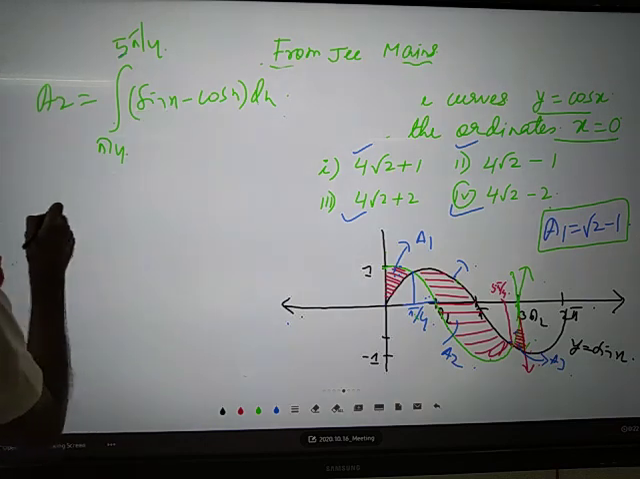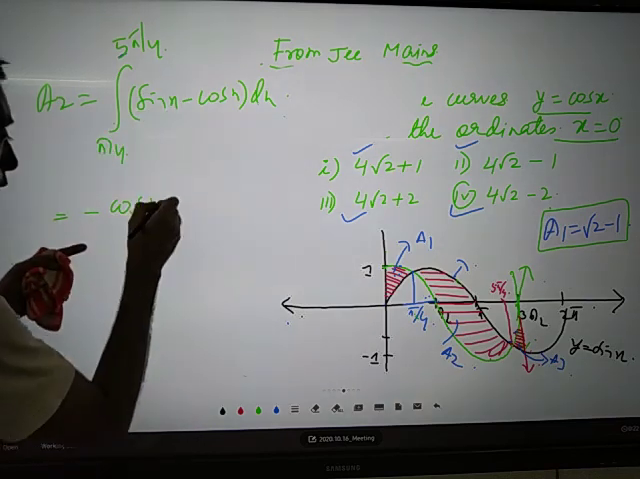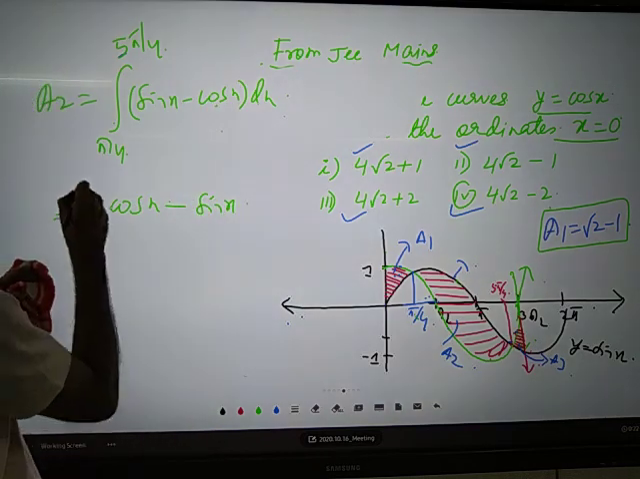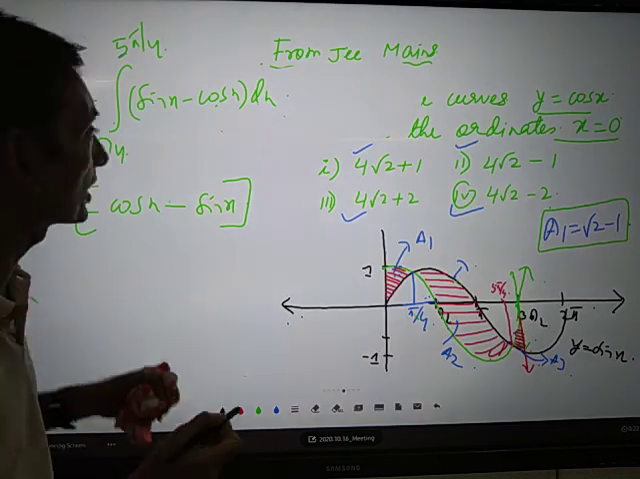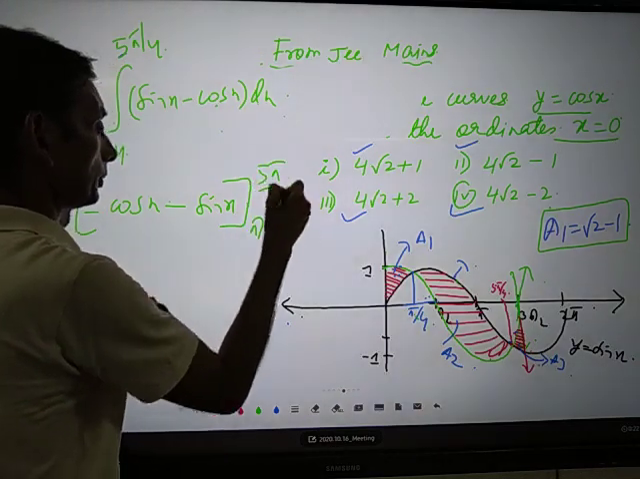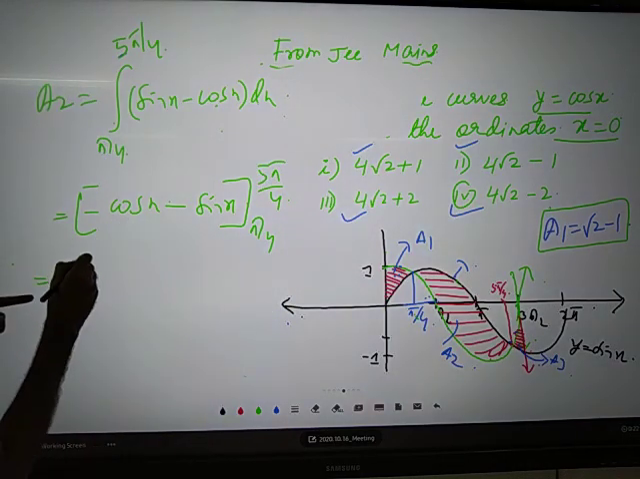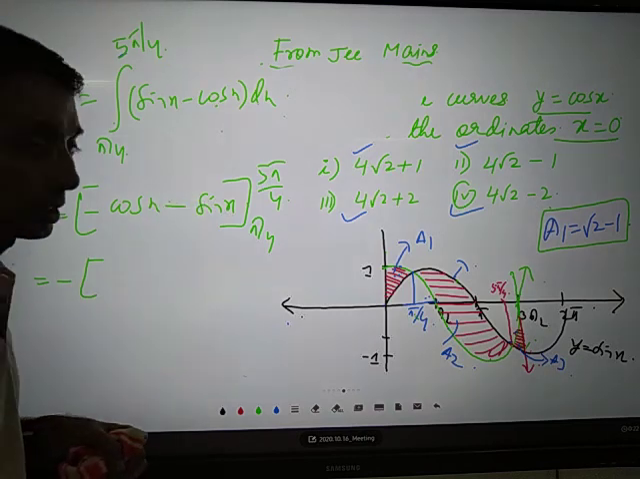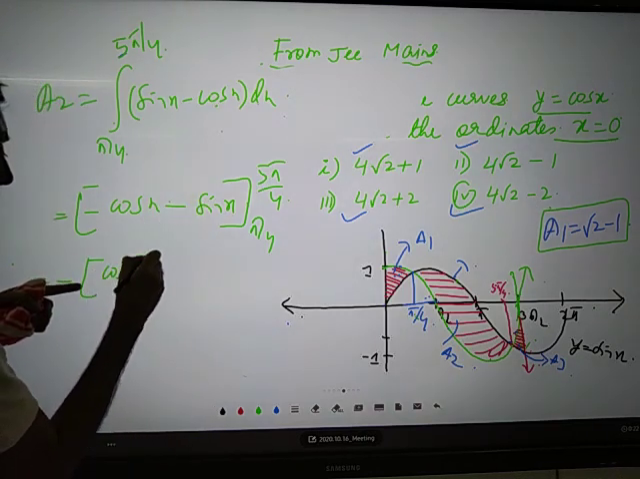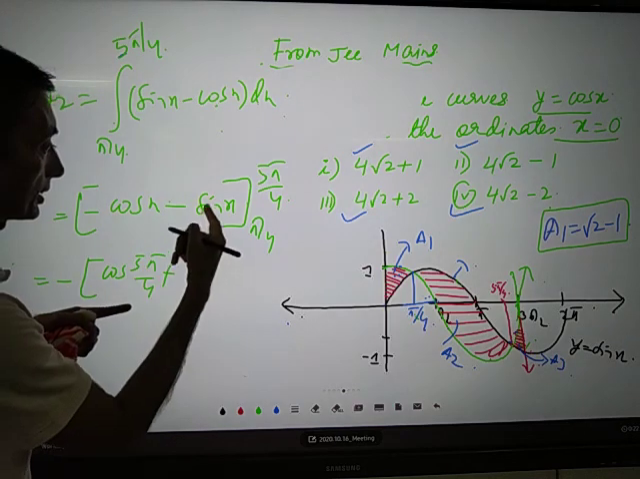What is the integration of sin x? That's minus cos x, and the integration of minus cos x is minus sin x. So this integration is very simple, from pi by 4 to 5 pi by 4. Next, we can just take minus out. We'll just substitute the limits now. So we'll substitute cos 5 pi by 4 plus, since we have already taken minus out, so it's plus sin 5 pi by 4.